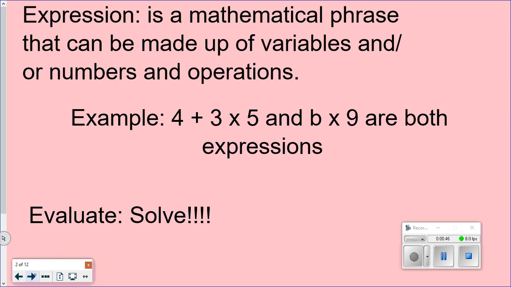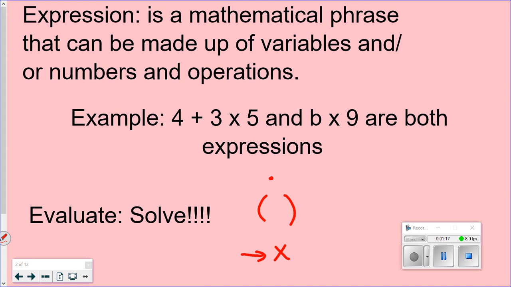4 plus 3 times 5 and b times 9 are both expressions. If you look at the times sign, you've got to remember a lot of times we don't use that times sign because it looks like a variable. So let's go over again what you could use for multiplication. You can use the dot. A lot of times you see parentheses now. You can still use this. Stay away from that multiplication sign just because it looks like that. But those are pretty much the main multiplication symbols that you are going to see from now on.